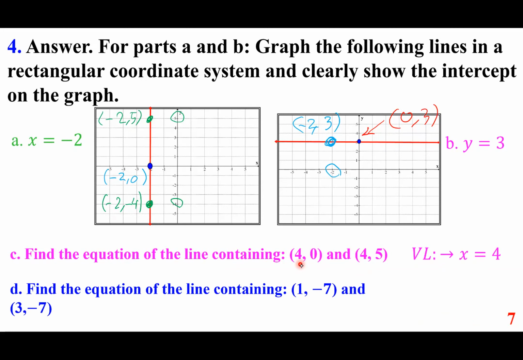We want to find the equation of a line containing those two pairs. A similar situation happens. We have the same y coordinate. Again, if the y coordinate repeats, then the equation is y equals that. It's a horizontal line with that equation. It's pretty straightforward. So vertical lines versus horizontal lines.